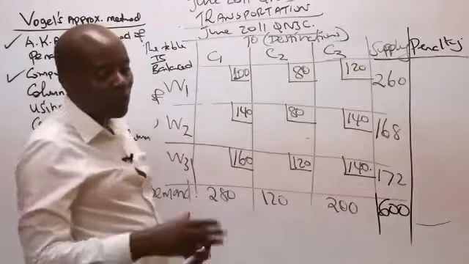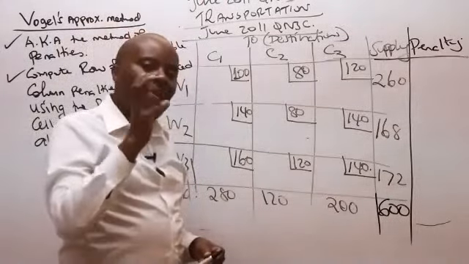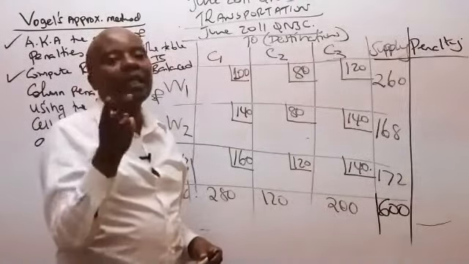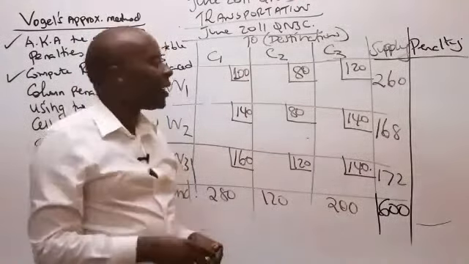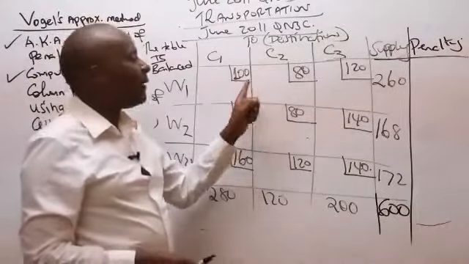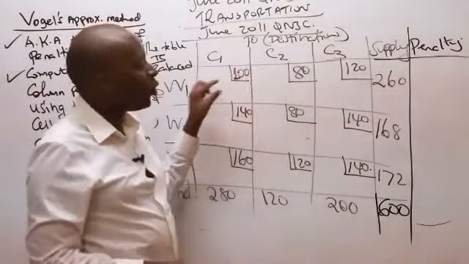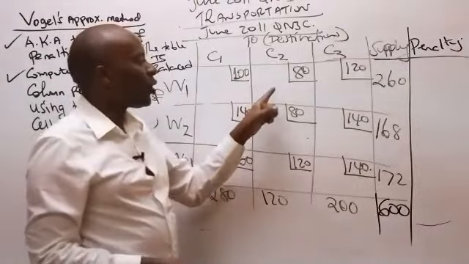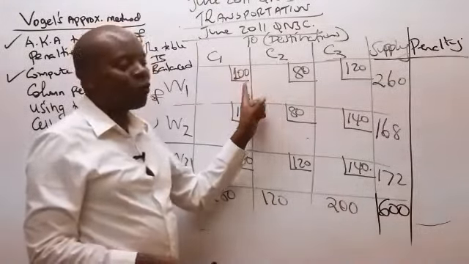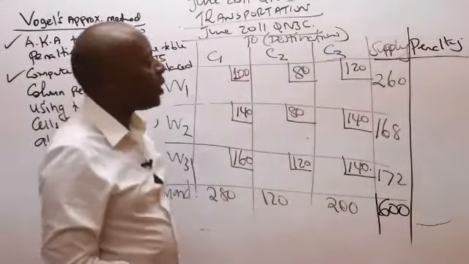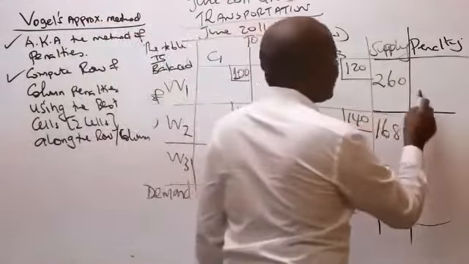Remember, for us to get the penalty, we take the best cell and the second best. 2 best cells, best and the second best. So the very best here is 80, the second best is 100. Then you subtract between the 2. Of course, penalty can never be negative. So 80 and 100 gives me a penalty of 20 bob.